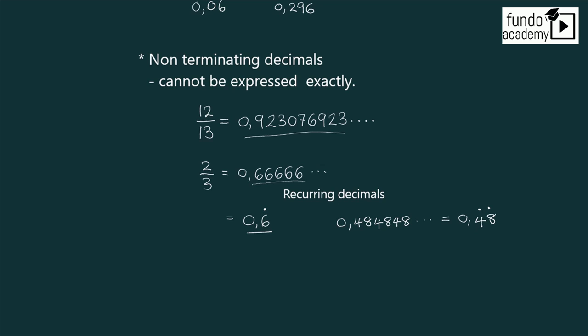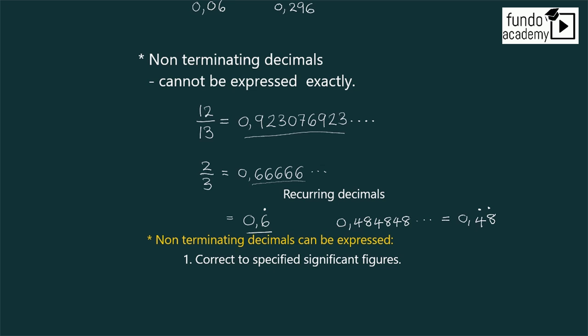Now what I want you to understand is that when we are dealing with non-terminating decimals, since we cannot express them exactly, then we have to be rounding them to a specific number of significant figures or decimal places. So what we're saying here is non-terminating decimals can be expressed, number one, correct to a specified number of significant figures, and number two, correct to a number of decimal places. So this is what we're going to be doing in the next video. We're going to be looking at how we can correct a given non-terminating decimal to a specific number of significant figures or decimal places.